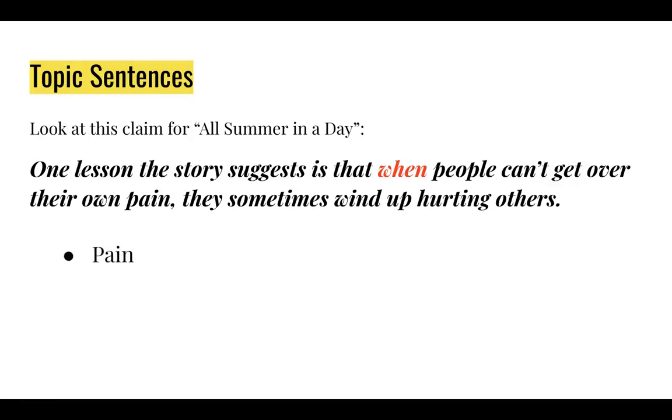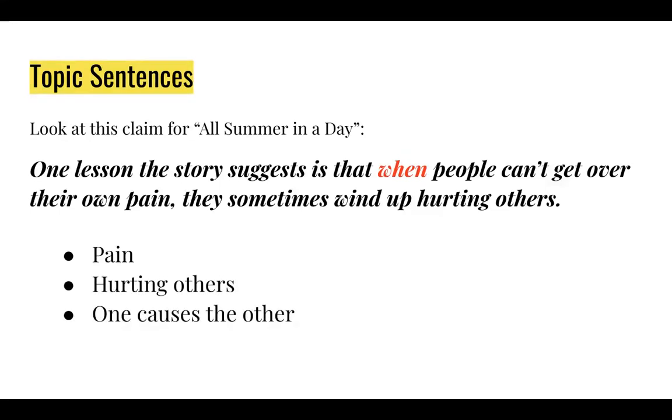So there's the pain, there's the hurting others, and then there's this idea that one causes the other, that the pain leads to the hurt. So those are three elements to my claim. And if I think about it carefully, there are actually several ways I can organize my essay, even with those three elements that I've identified. There's a couple of different ways to use them.